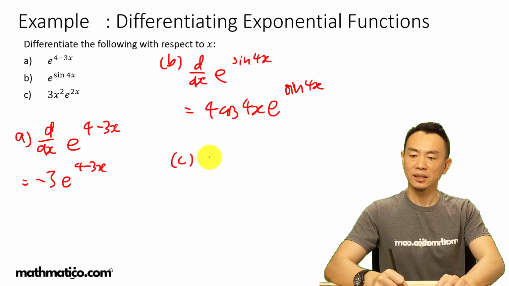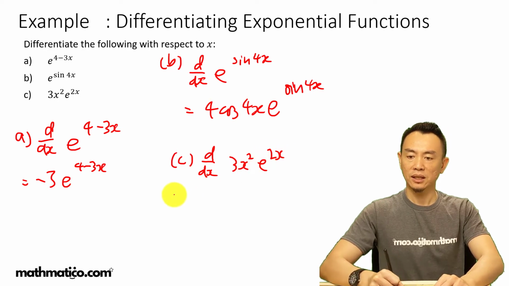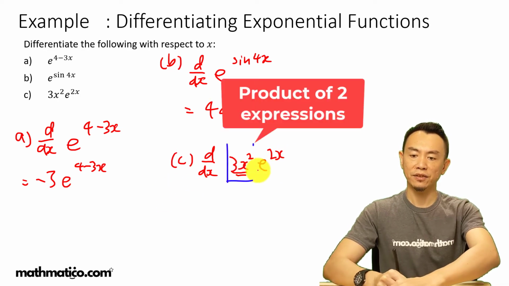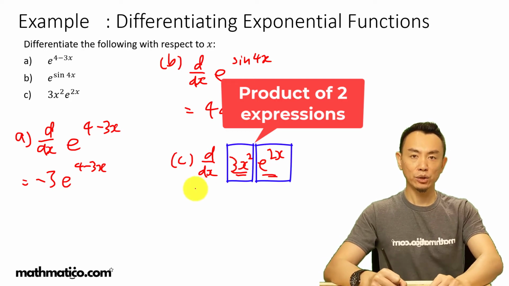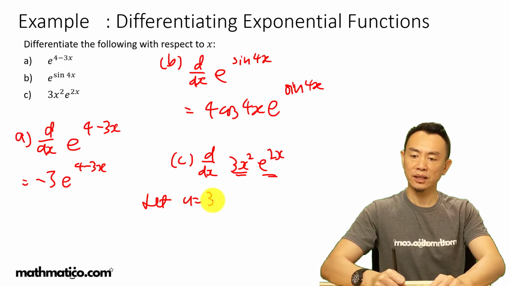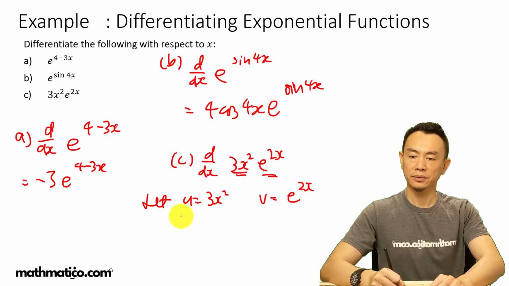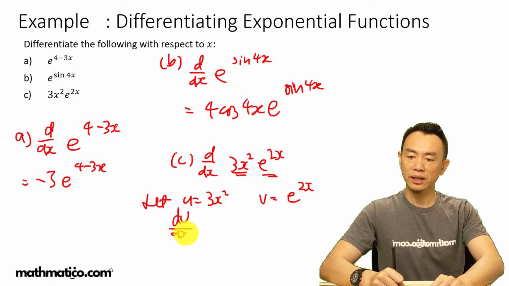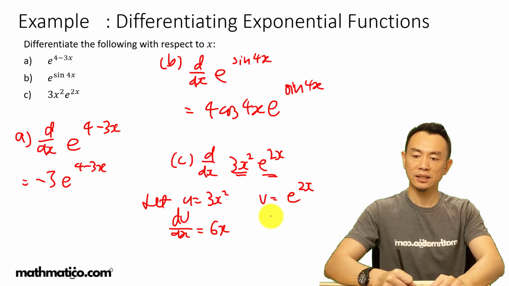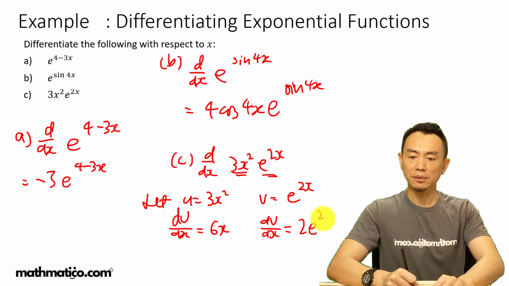Part C, we have the differentiation of 3x squared e to the power of 2x. You can see that this is the first part, this is the second part. We're going to have to use product rule. So we let u equal 3x squared, v equal e to the power of 2x. Then we differentiate each one: du dx is equal to 6x, dv dx is equal to differentiate the power, 2x, you get a 2, and then times the original, 2e to the power of 2x.